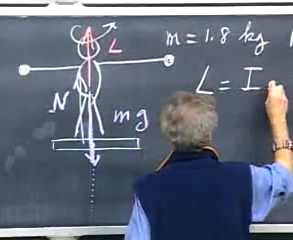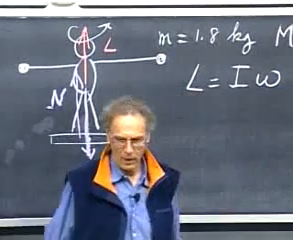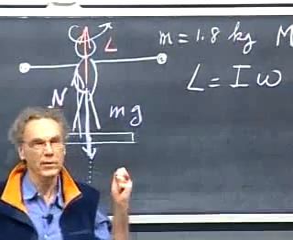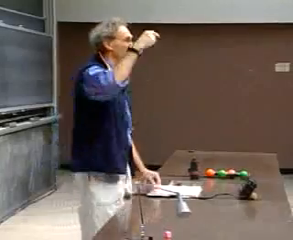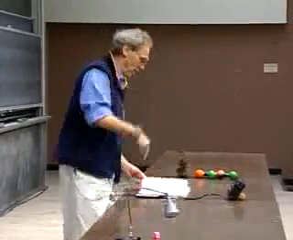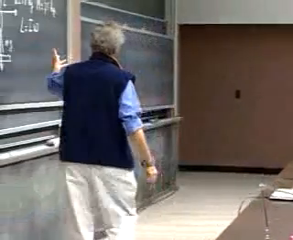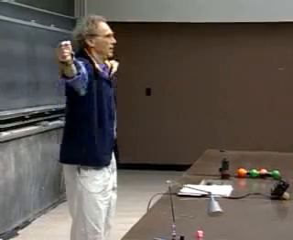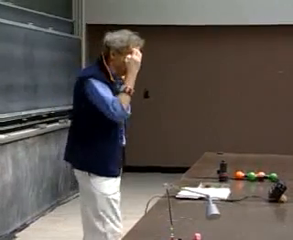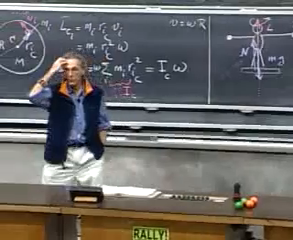L equals I omega. But as I pull my arms in, my moment of inertia will go down. And when my moment of inertia goes down, then if this product has to remain constant, my angular velocity must go up, and vice versa. So when I pull my arms in, I will go faster, and when I do this, I will go slower. And I want to be a little bit quantitative with you.